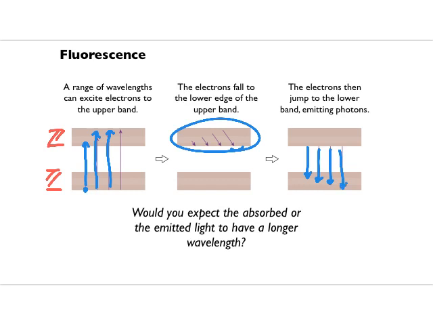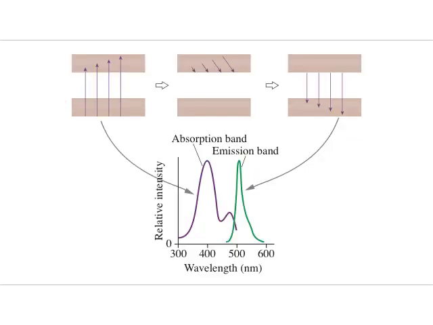But as a consequence, think about this: the energies of the absorbed photons are bigger than the energies of the emitted photons. So as a consequence, this light here is going to be short wavelengths. Over here, the light that's emitted is going to be longer wavelengths. And so the emitted light is going to have a longer wavelength.